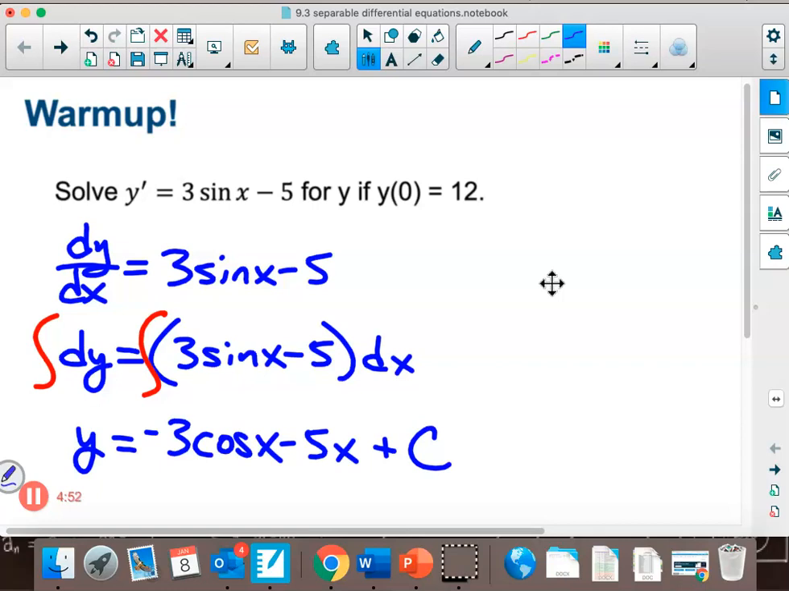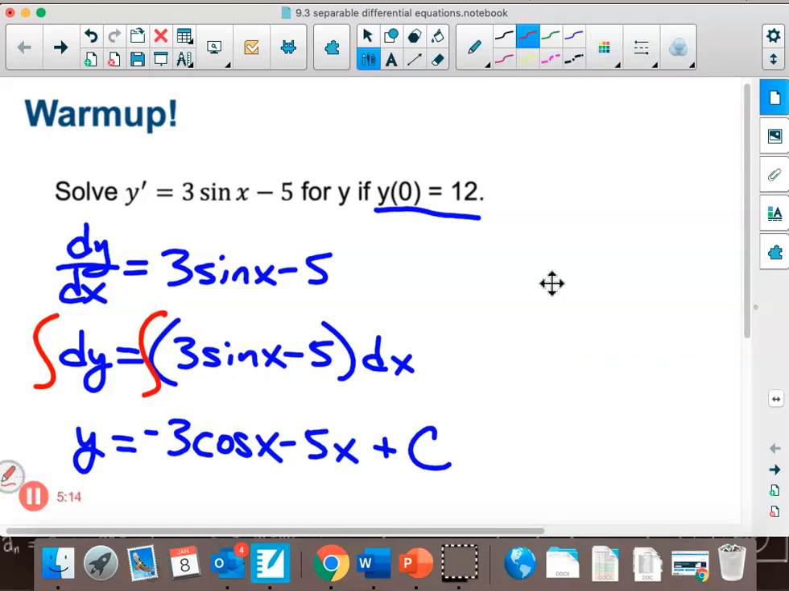Okay. So anyway, what do we do now with the plus c? We've got to solve for c. Just so you know, this is called a general solution. A general solution means that it's got a plus c in it, so it's like a family of functions. We want the specific solution that passes through the point (0, 12). So now we're going to plug in a 0 for x and a 12 for y.